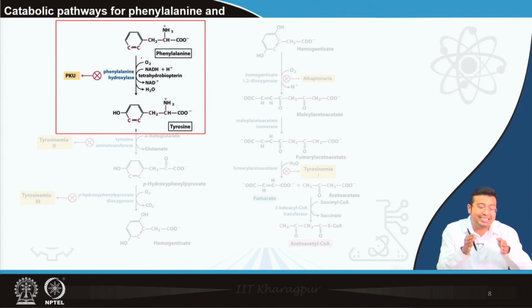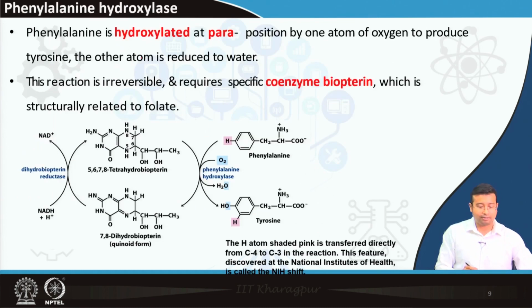So let's elaborate this single step in detail, but don't worry, the entire pathway will be covered in future classes when tyrosine metabolism will be discussed, all right. So what exactly is this reaction? If we look into this reaction in detail, this is simply a hydroxylation. Tyrosine is nothing but para-hydroxyphenylalanine. An OH group is attached to the para position.